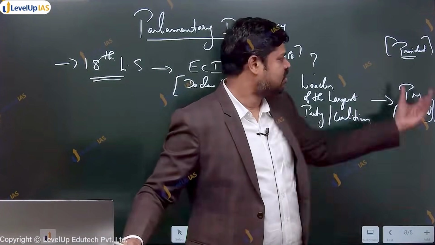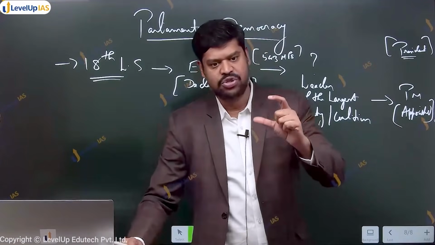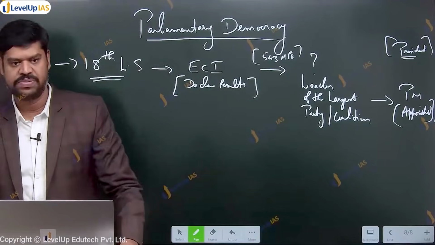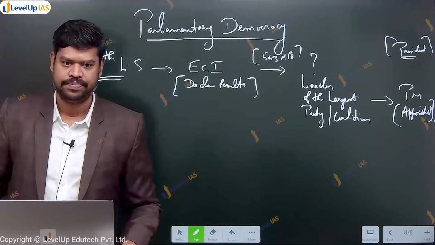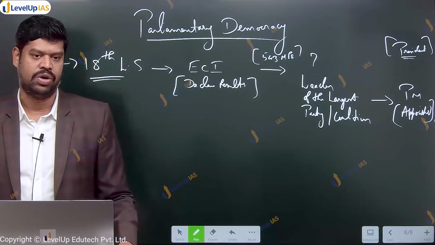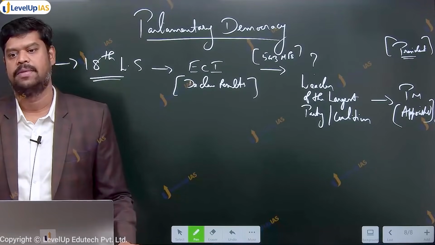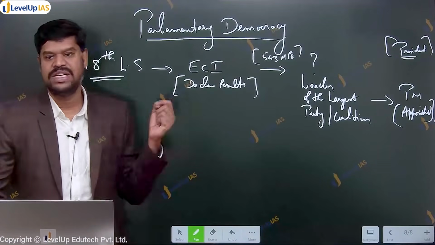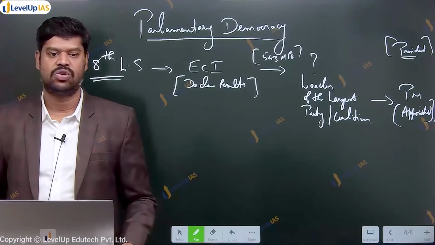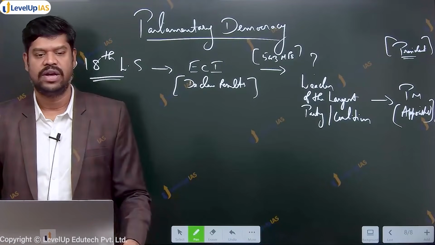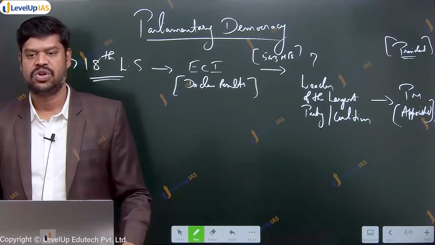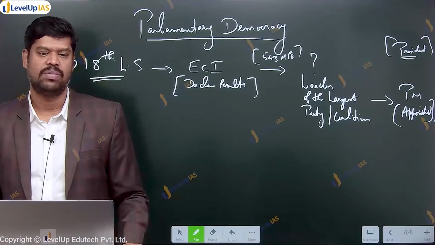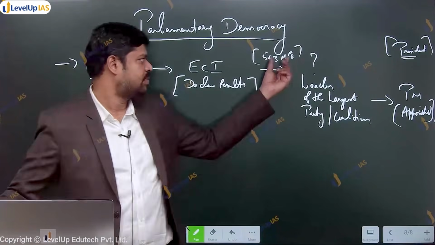Now tell me, for the president to appoint someone as a prime minister, that person should have a minimum majority of this 543. Does anyone know how much majority is required for this? 272. And 272 would be what kind of majority here? What type of majority is it called? It is not a simple majority, it is an absolute majority. That is more than 50% of the total membership.